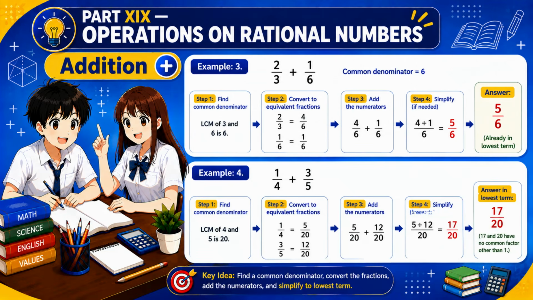To add fractions with unlike denominators, find a common denominator by determining the least common multiple, LCM, of the bottom numbers. Convert each fraction into an equivalent fraction with that common denominator. Add the top numbers, numerators, while keeping the bottom number the same, and simplify if needed.